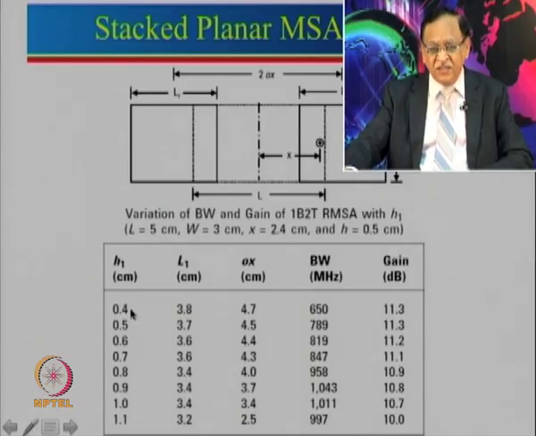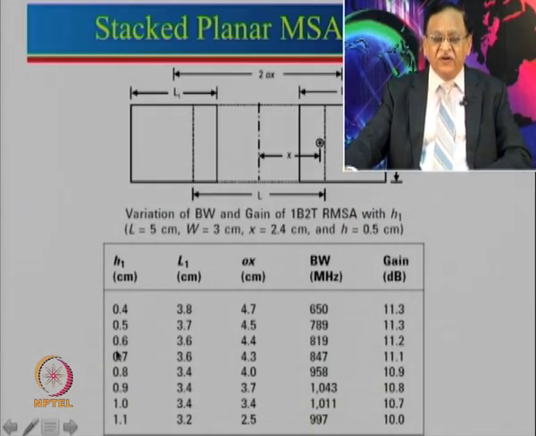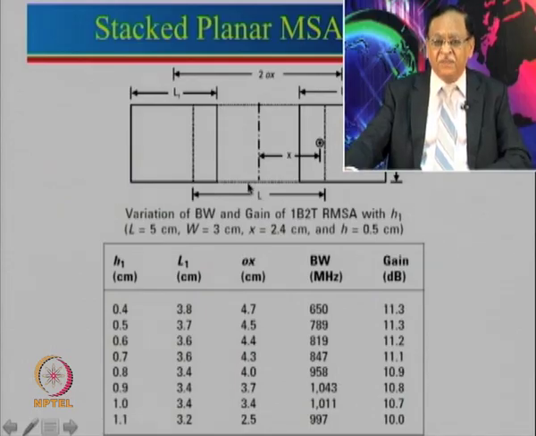Why? Because as h1 increases, the fringing field will also increase, and if the fringing fields increase, the total length will increase. So, to maintain the resonance frequency of the top patches close to the bottom patch resonance frequency, what we need to do is, if h is increasing, that means fringing fields will increase, that will increase the total effective length. So, L1 is reduced slightly, so that the total effective length gives us a resonance frequency which is relatively closer to the resonance frequency of the bottom patch.